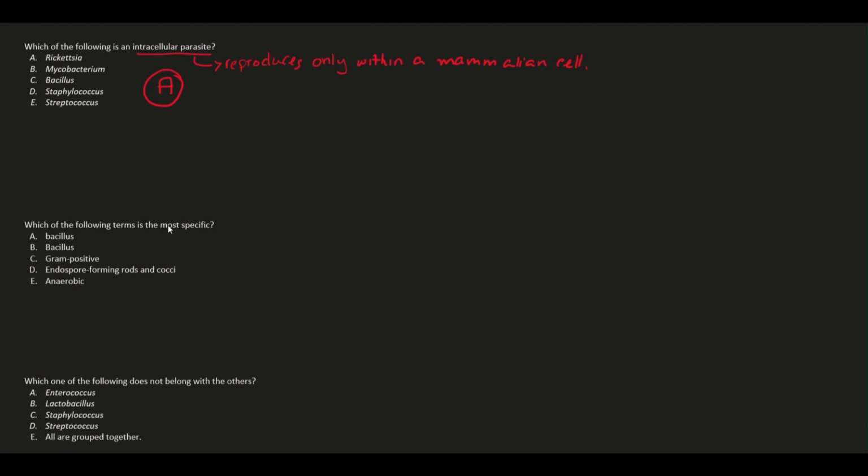Which of the following terms is the most specific? Bacillus, gram-positive, endospore-forming rods and cocci, or aerobic? Well, with A, how it is written out, it cannot be the answer because that's incorrect. B, we have Bacillus. It should be italicized. So let's correct that. There we go. Okay. So we have Bacillus, which is a genus, and genuses are always capitalized.